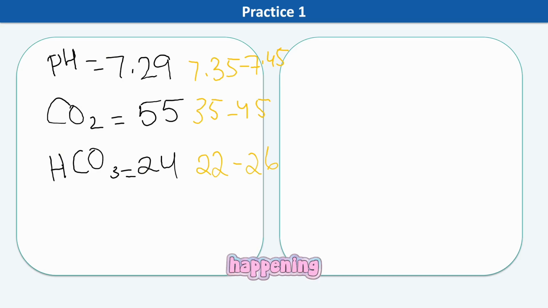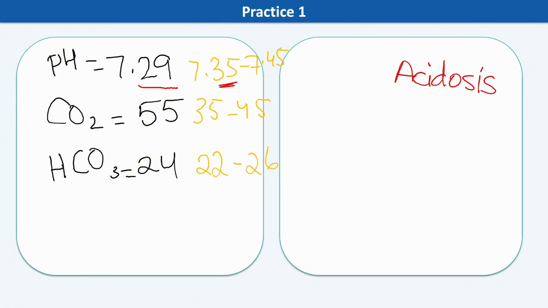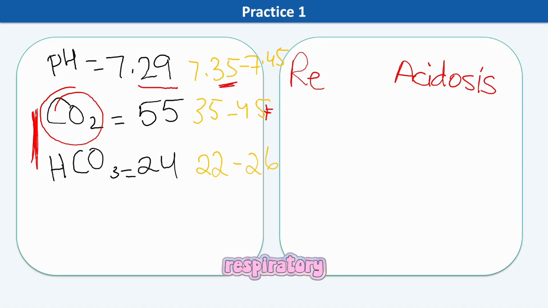Now let's look at it. What is happening? Our pH is 7.29, so it is lower than 7.35. So that makes it acidic. So acidosis. Okay, we're going to say acidosis. Now we're going to look at these two values and see what is wrong. So the carbon dioxide value is at 55, which is way above 45. So our problem here is because of carbon dioxide. So it is respiratory acidosis.